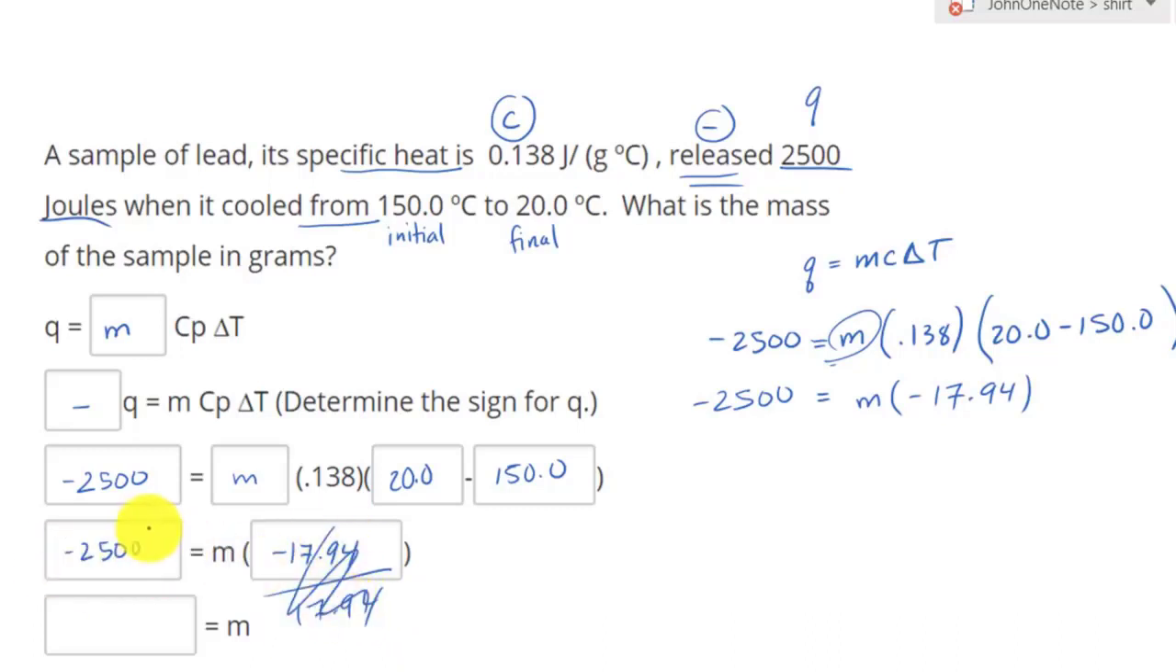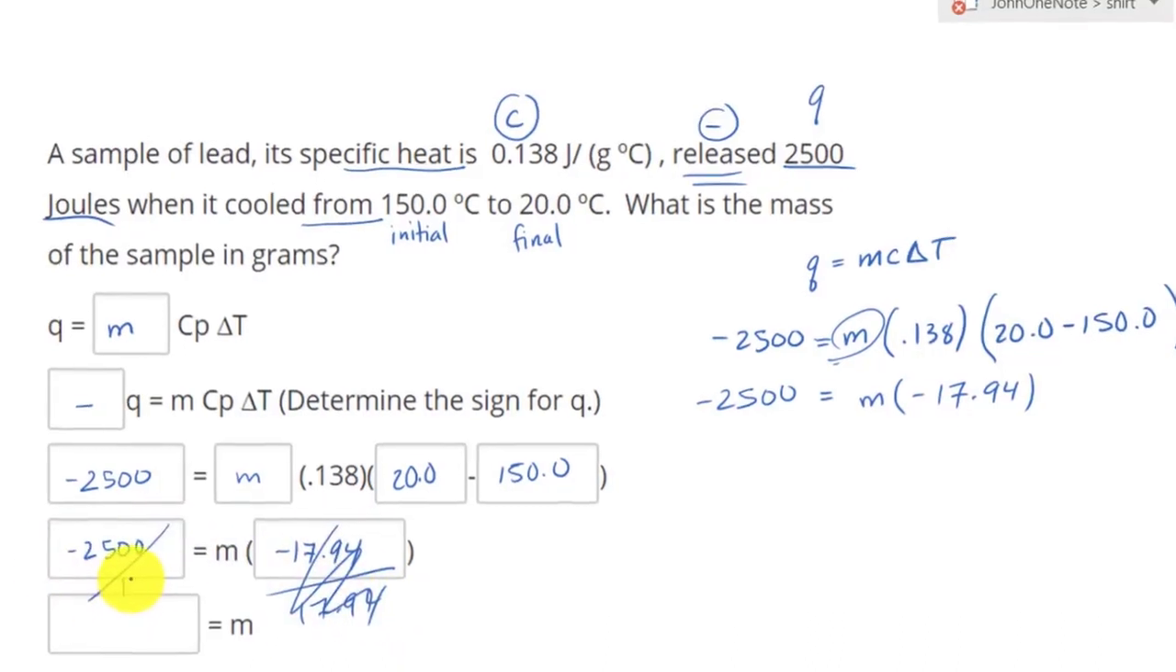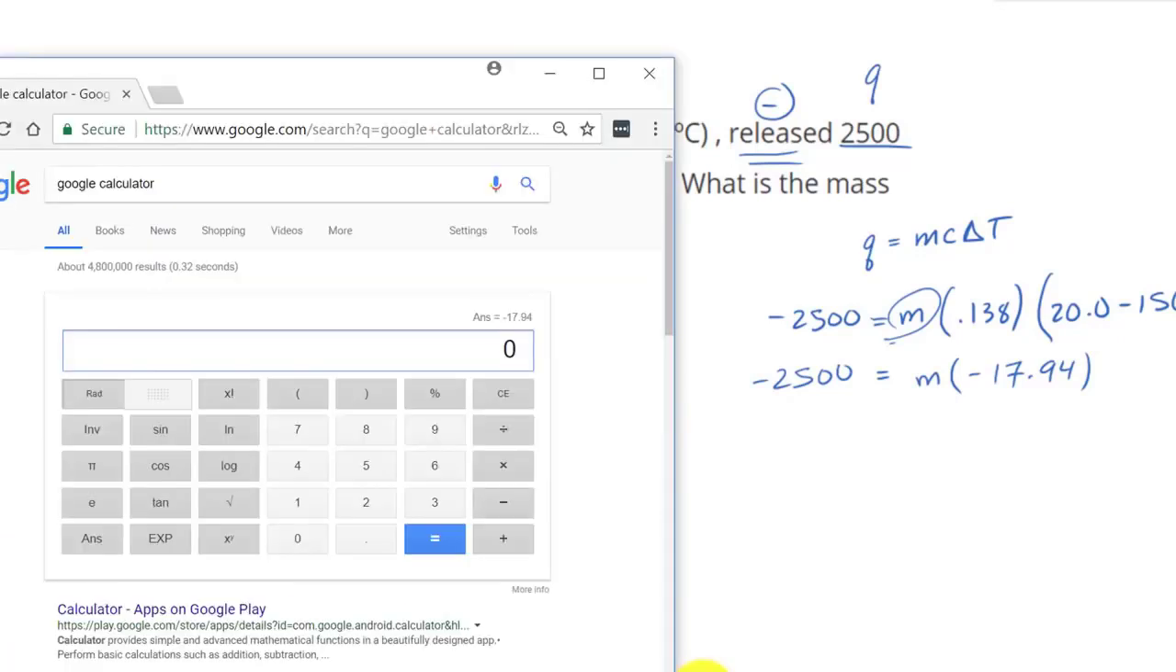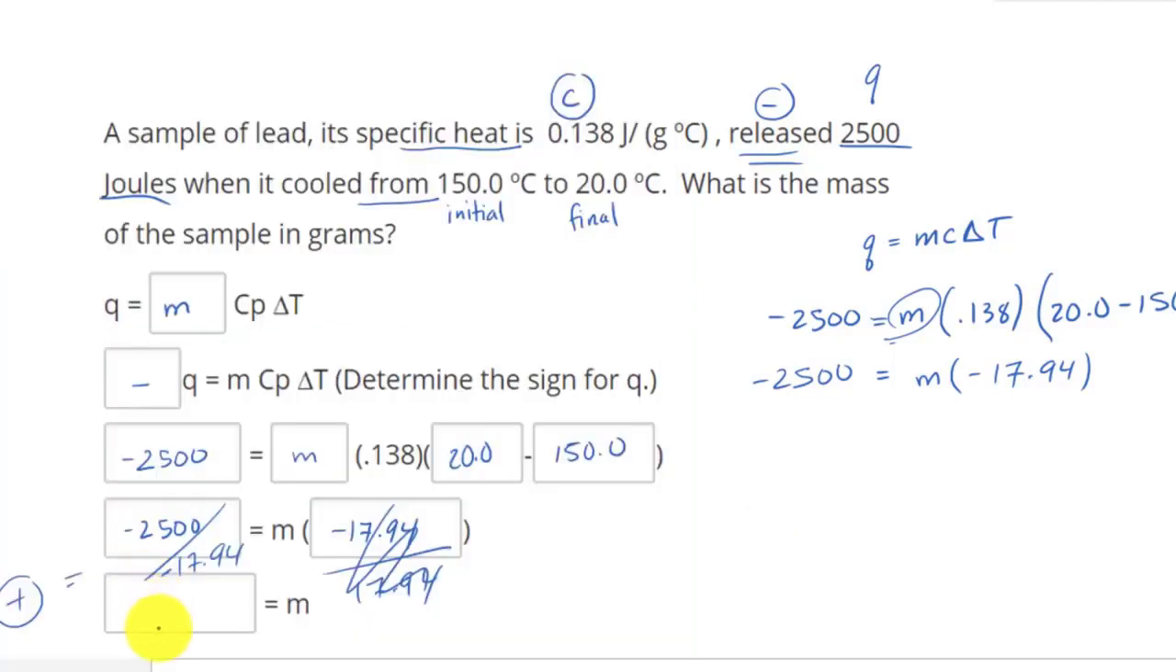If we divide that side by that number, we do the same thing on this side, negative 17.94. And a negative divided by a negative gives us a positive answer, okay? Which makes sense. Our mass is positive. You cannot have a negative mass. So let's plug this into a calculator. Negative 2,500 divided by negative 17.94. And our answer is 139.35 grams. And that would be our answer.